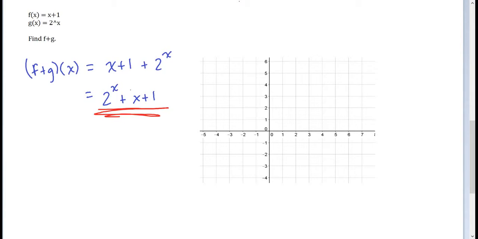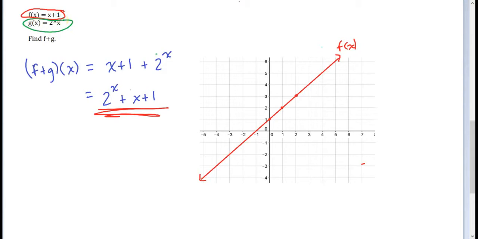So I'll do red for f at x. It crosses at 1 and has a positive slope of 1. Really easy to graph, right? And there were no restrictions on the domain, so it goes forever in this direction. And now let's do g at x.